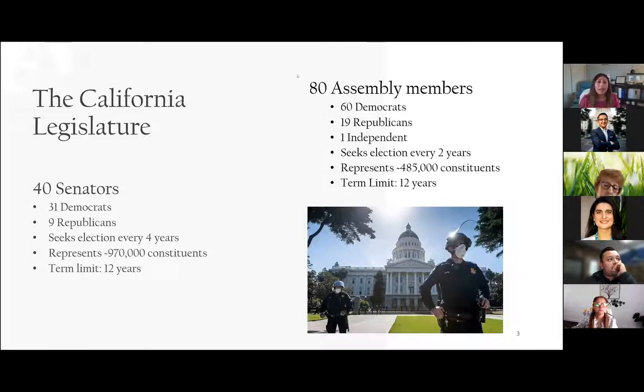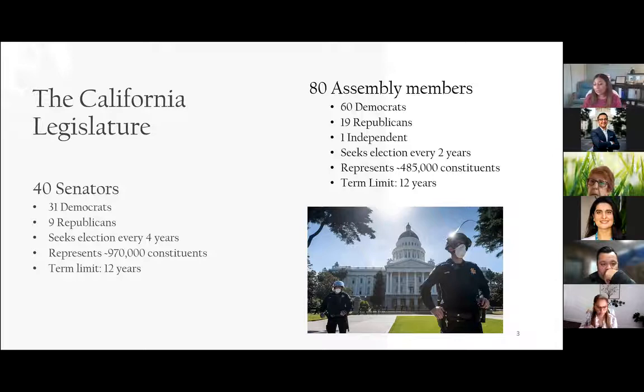On the Assembly side, we have 60 Democrats, 19 Republicans, and 1 independent. They seek election every 2 years. They represent half of the constituency that the senators represent, about 500,000 constituents, and their term limits are in 2-year cycles for a total of 12 years.